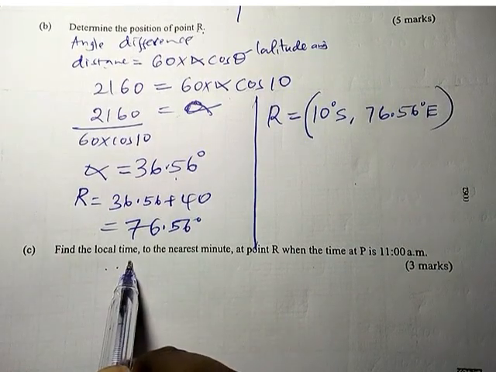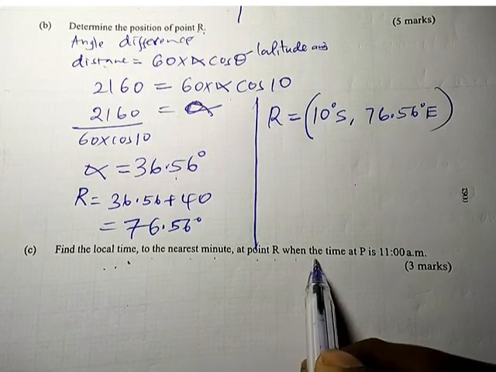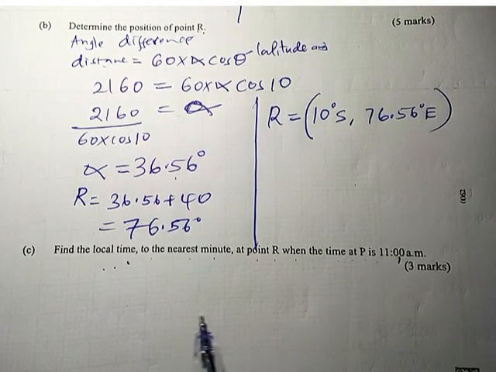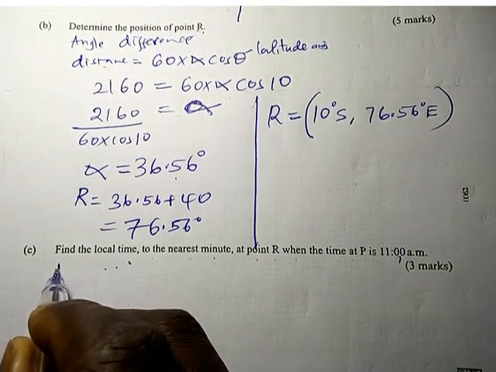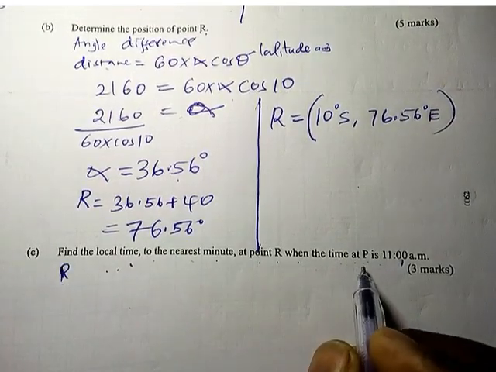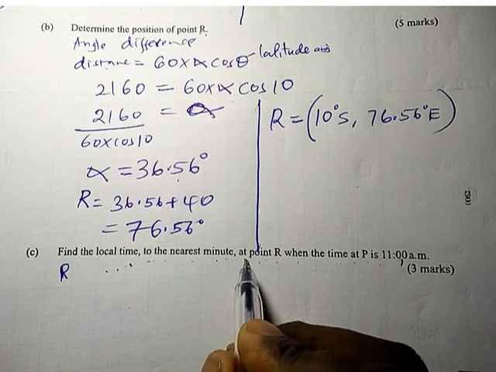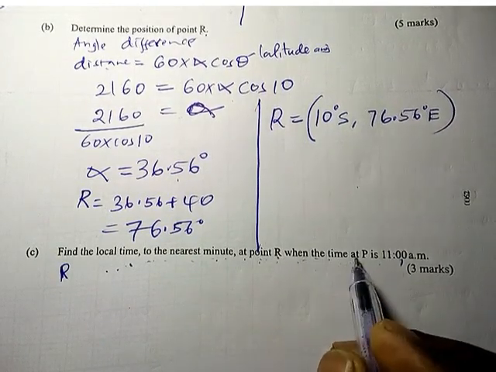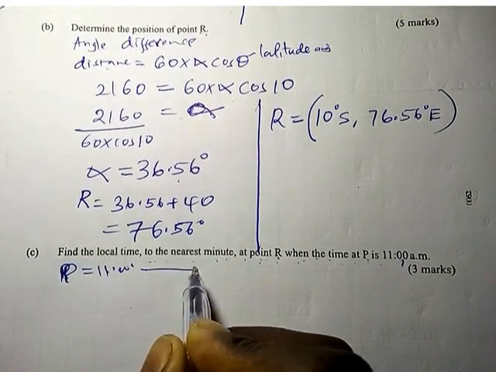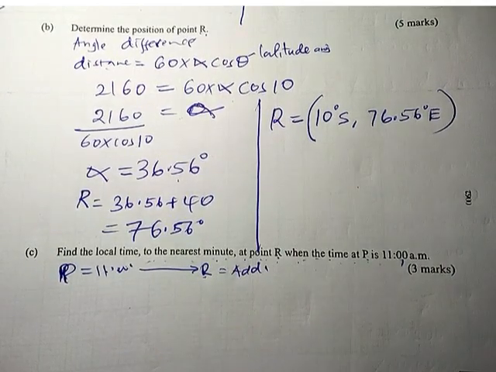Find the local time to the nearest minute at point R when the time at P is 11. So P, it is 11, and it is moving towards R, to the east. To the east, we are going to add the time.